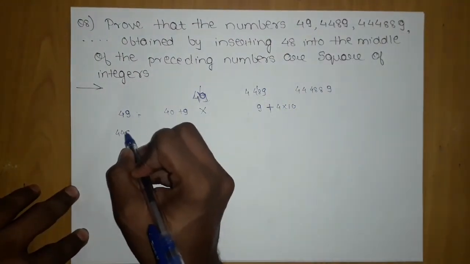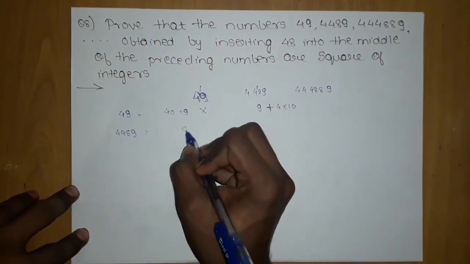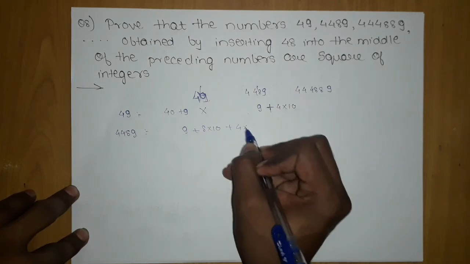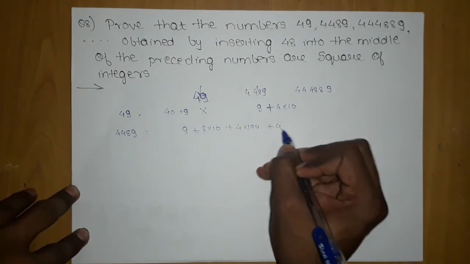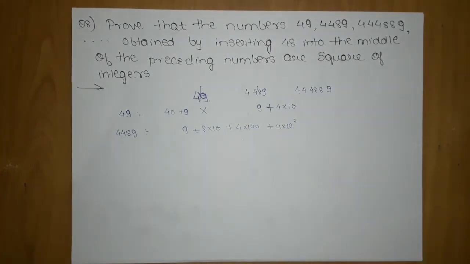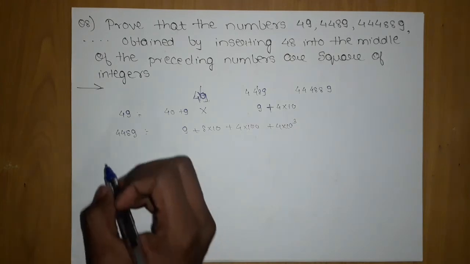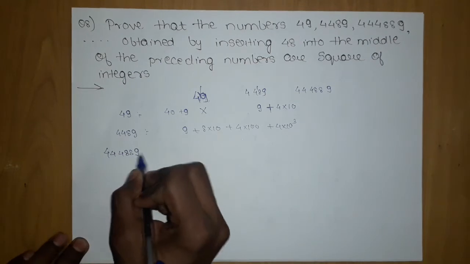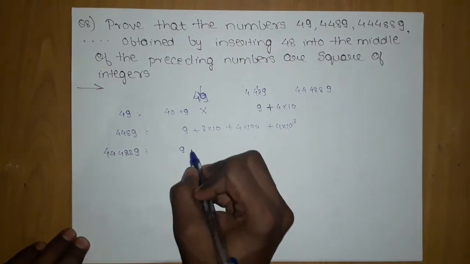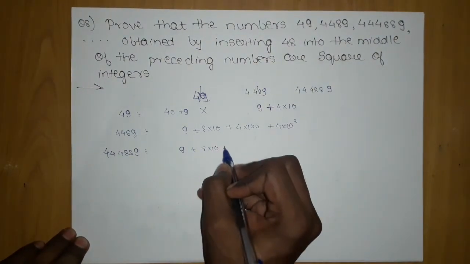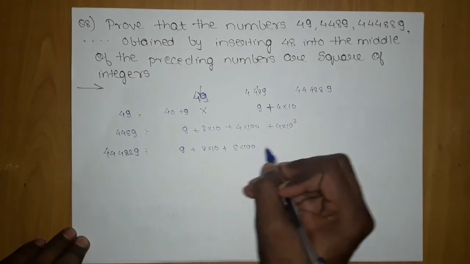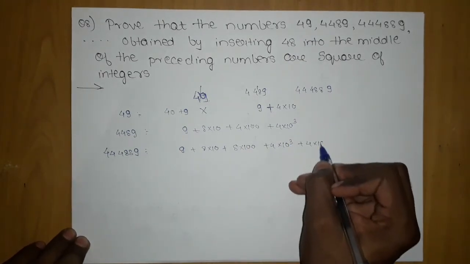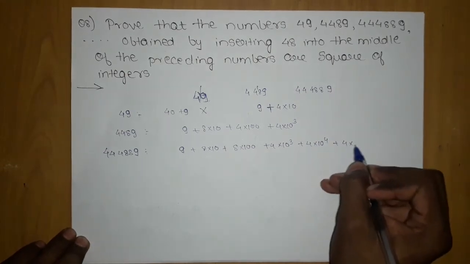I have told how to break 49. Similarly, can we break 4489? It will be nothing but 9 plus 8 into 10 plus 4 into 100 plus 4 into 1000. So you have broken it. Now similarly, can you break 444889? Yes, we can break it: 9 plus 8 into 10 plus 8 into 100 plus 4 into 1000 plus 4 into 10 to the power 4 plus 4 into 10 to the power 5.